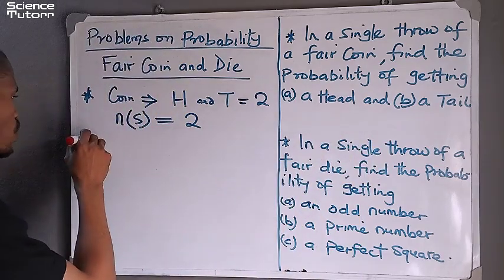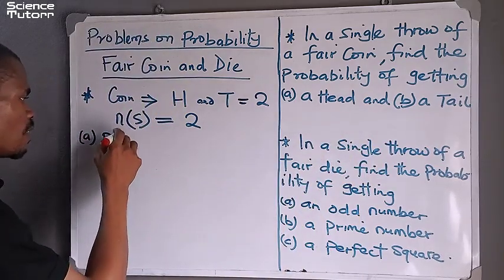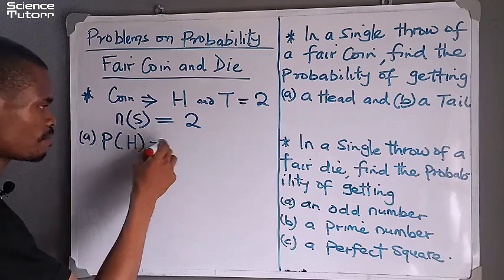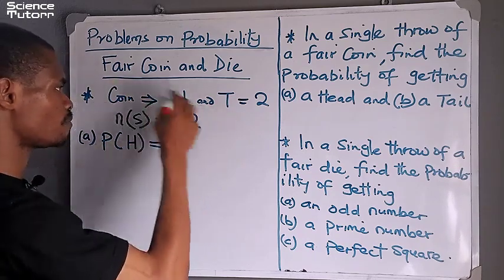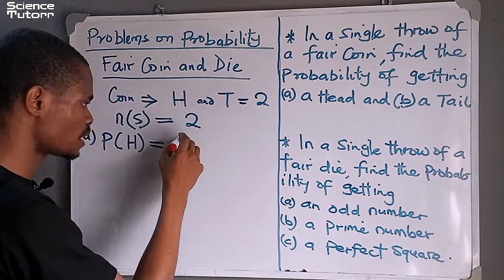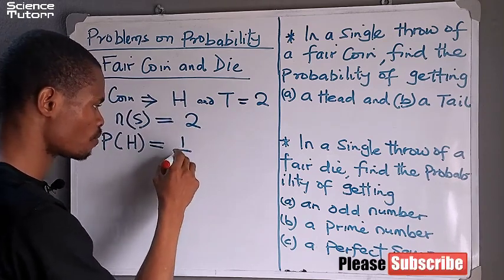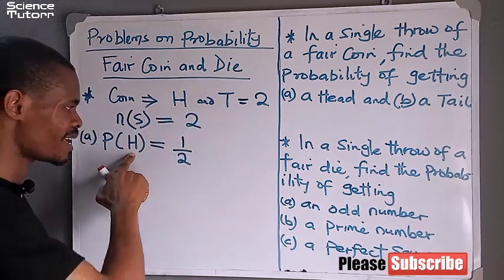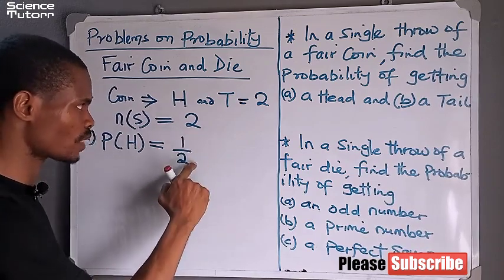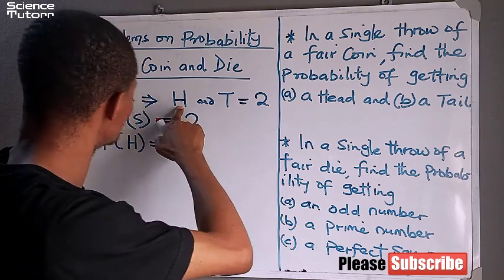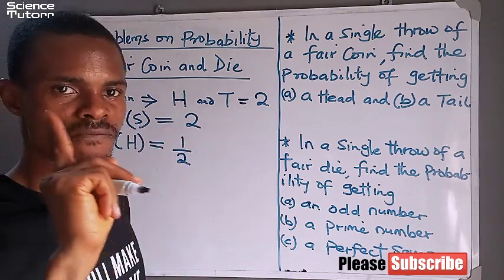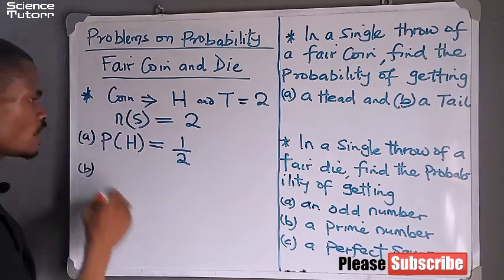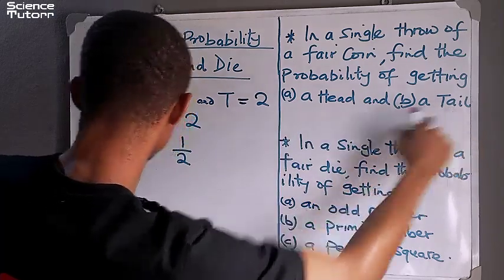So for the first part, (a) probability of getting a head, I'm going to use H to represent the head. Out of the 2 outcomes, I have just 1 head. So probability becomes 1 out of the total outcome, which is the sample space. So the probability of getting a head is 1 over 2, that's 1/2, because I have just a single head in a single throw of a fair coin.